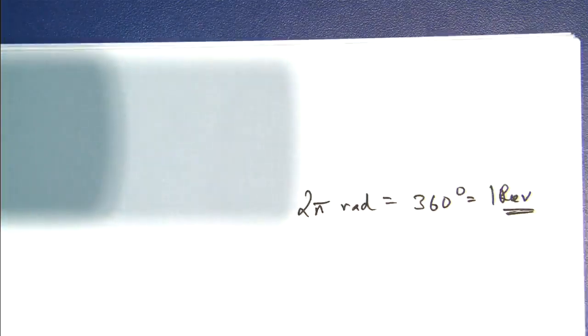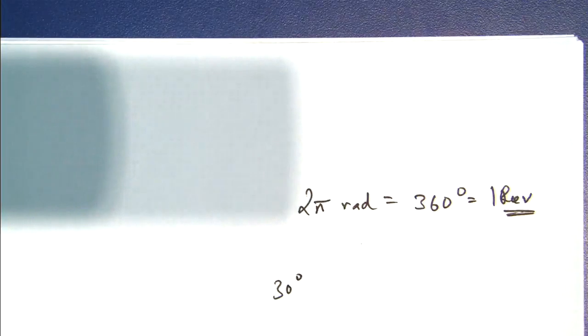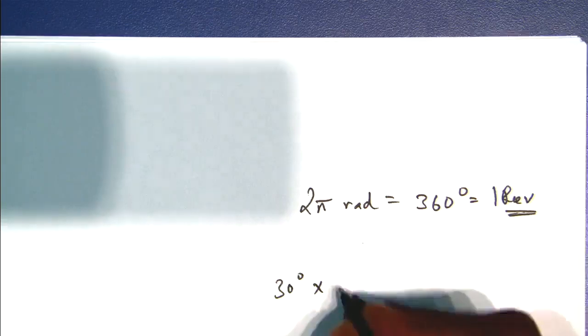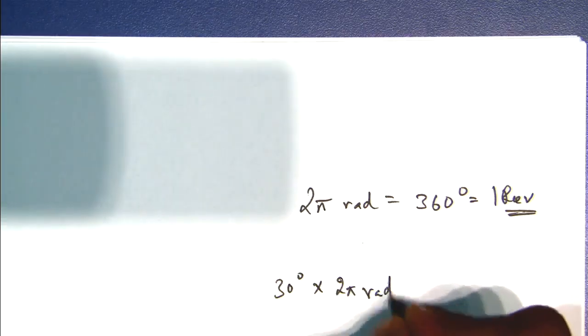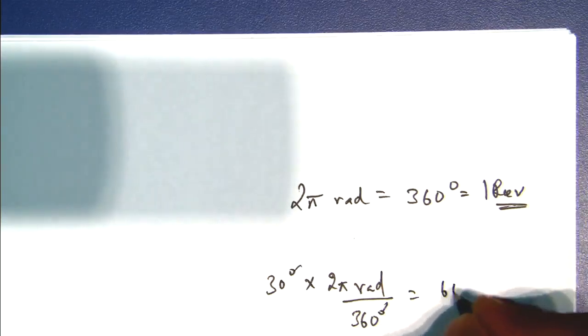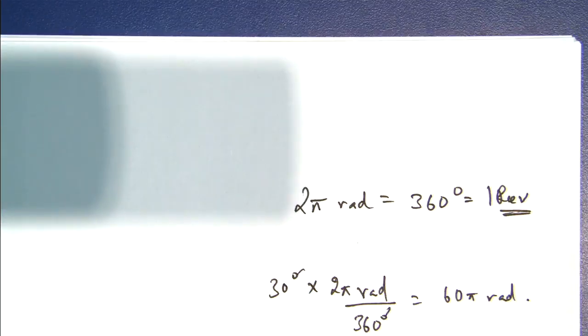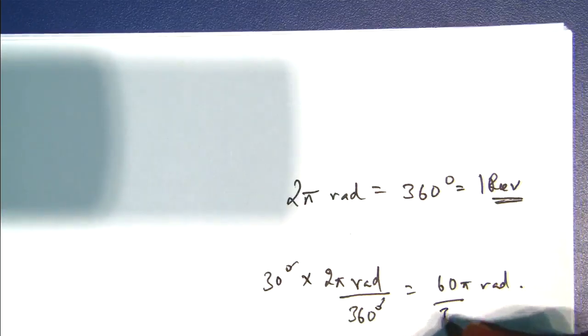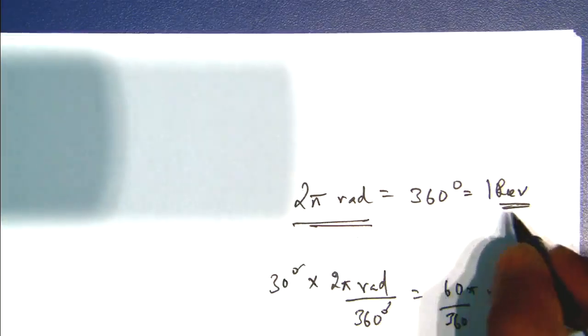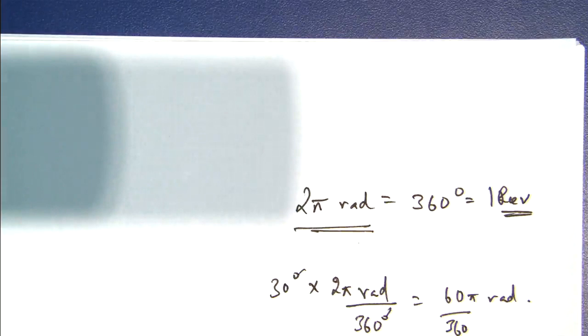So, we can do an example conversion. If I want to know 30 degrees in radians, I need to multiply it by 1 such that the degrees divides out. So that's 30 times 2 pi radians divided by 360 degrees. The degrees goes away, it's 60 pi radians divided by 360. Everyone with me? It's a straightforward unit conversion to get from degrees to radians. The more important one that you'll use a lot more is that 2 pi radians is one full revolution.